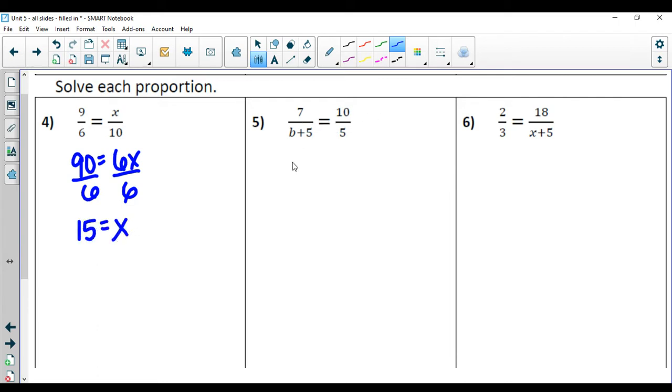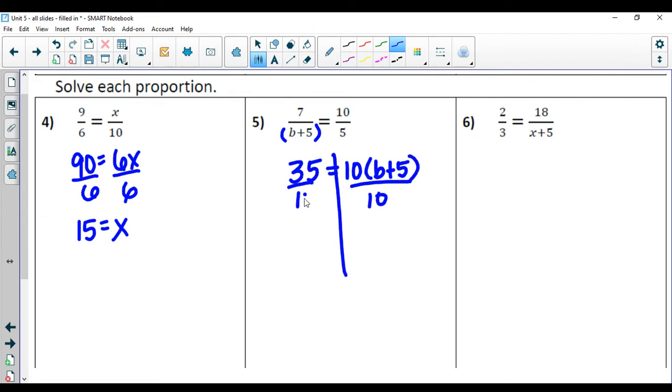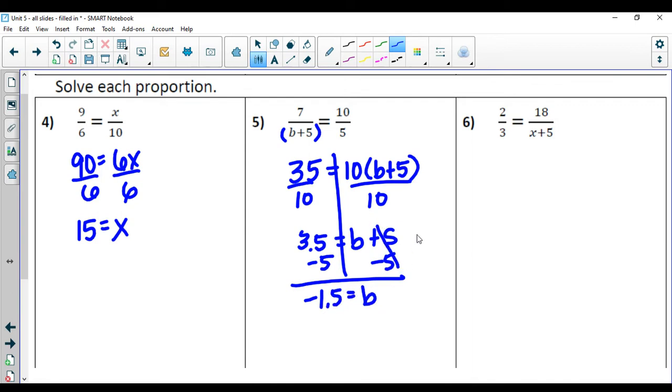Here, cross products, 5 times 7 is 35. I have this expression, so I'm going to do 10 parentheses b plus 5. I can go ahead and divide by 10 on both sides first, which will leave me with 3.5 equals b plus 5. Subtracting away the 5 on both sides, 3.5 minus 5 is going to give me a negative 1.5 equals b.